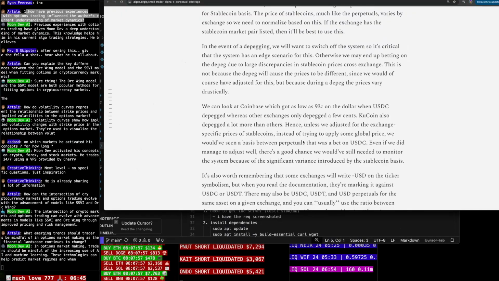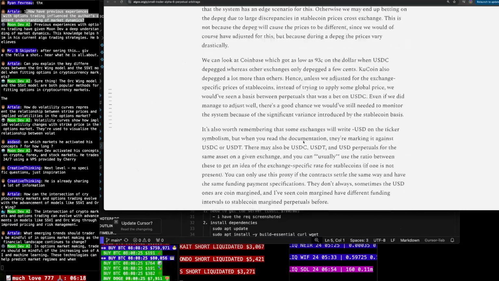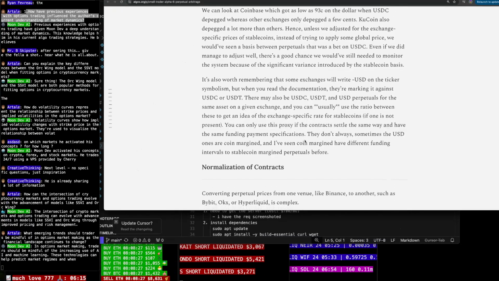Hence, unless we adjusted for the exchange specific prices of stablecoins, instead of trying to apply some global price, we would have seen a basis between perpetuals that was a bet on USDC. Even if we did manage to adjust well, there's a good chance we would have still needed to monitor the system because of the significant variance introduced by the stablecoin basis. It's also worth remembering that some exchanges will write USDC or USD on the ticker symbol, but when you read the documentation, are marking it against USDC or USDT.